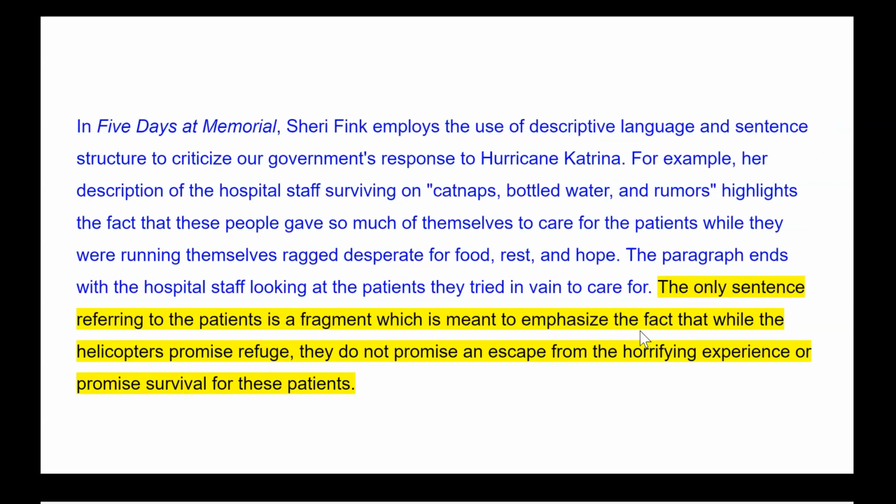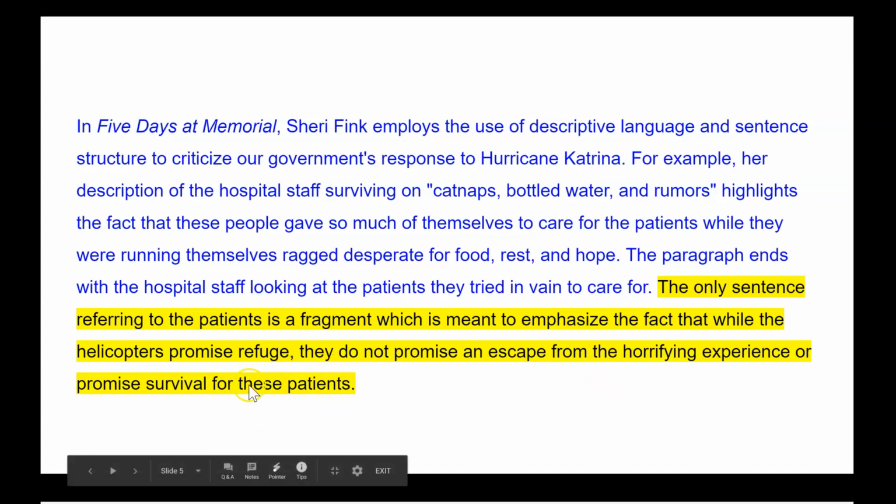And now I go on to expand on my textual evidence. So I say, the only sentence referring to the patients is a fragment, which is meant to emphasize the fact that while the helicopters promise refuge, they do not promise an escape from the horrifying experience or promise survival for these patients. So what you see again is I refer to the sentence, and then I explain what it is meant to do, so that's my commentary. And then here, they do not promise an escape from the horrifying experience or promise survival for these patients. Again, it's an inference I'm making from the details.